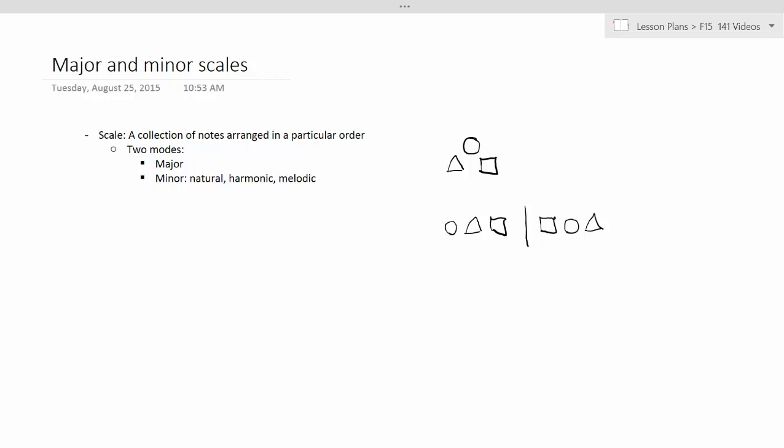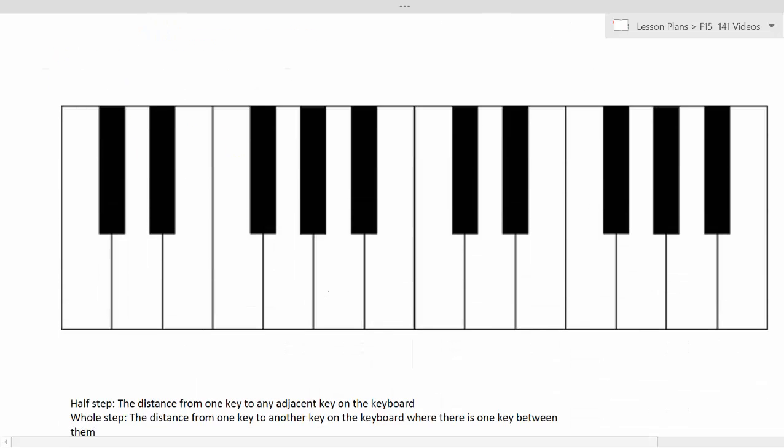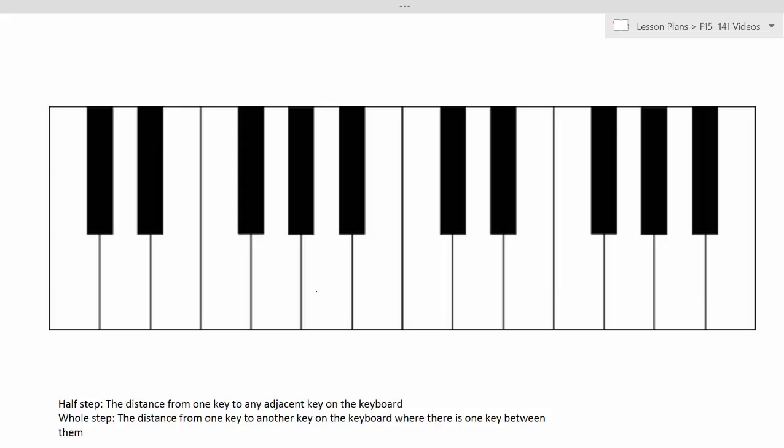Just before we get to constructing scales, let's take a quick look at the keyboard. If you aren't familiar with how to read a keyboard, you should check out pages 1 to 4 in your textbook. But let's just review what a half and a whole step is. On the keyboard, a half step is the distance between any two adjacent keys, so any two keys that are side by side, right?